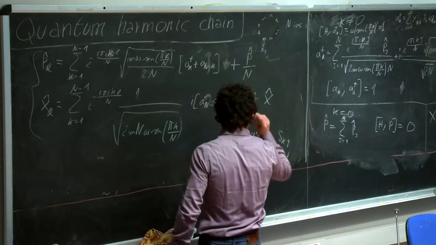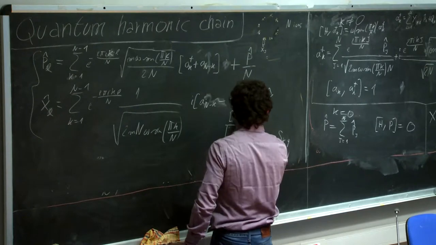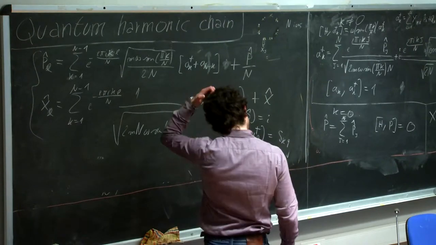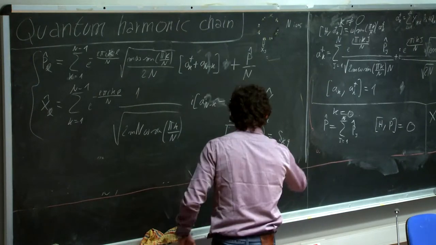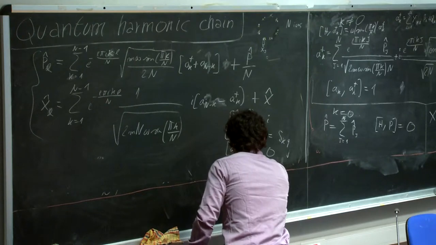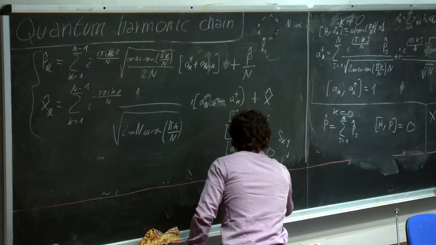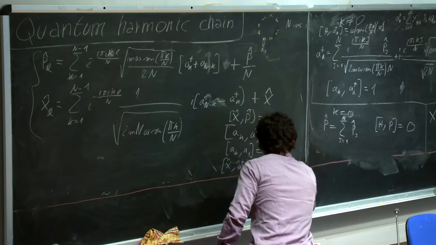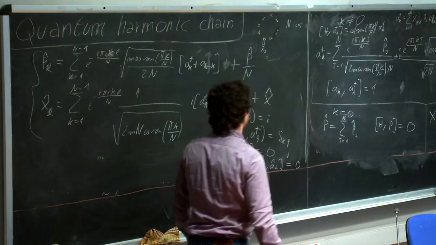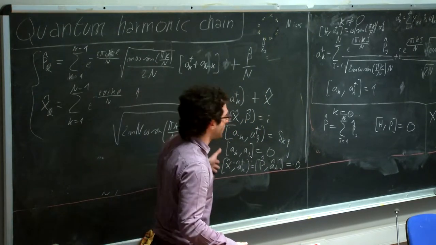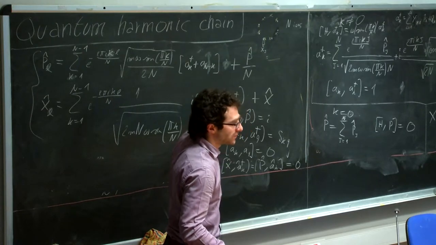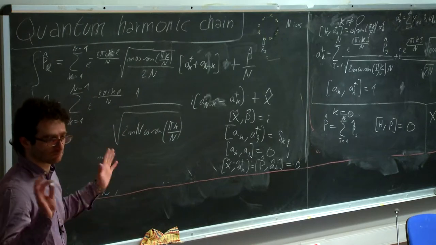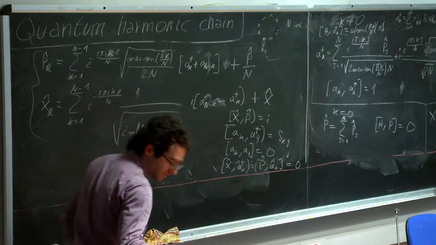Okay, so we have this relation, but then we also have that the commutator of X and P is equal to i. Then all the others, like X with a dagger k, and P with a dagger k, are equal to 0. So in other words, every commutator is equal to 0, except the commutator between capital X and capital P and the commutator between a k and a dagger k. These are our operators. And let's rewrite the Hamiltonian.